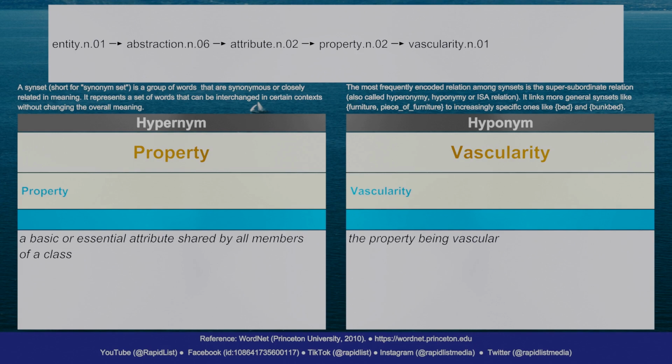Vascularity. The property of being vascular. A prominent vascularity. Viability. Of living things, capable of normal growth and development.